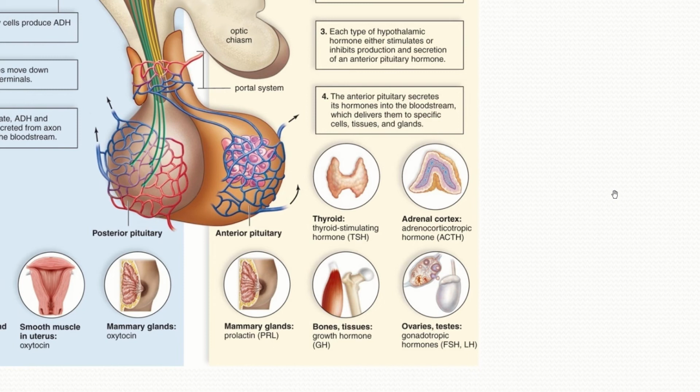Step 4, the anterior pituitary secretes its hormones into the bloodstream, which delivers them to specific cells, tissues, and glands. Examples here are the thyroid-stimulating hormone, which stimulates the thyroid, the adrenocorticotropic hormone, which goes to the adrenal cortex, the mammary glands, which prolactin stimulates, and bones and tissues. Growth hormone is stimulated for these tissues to grow. And then in the ovaries and the testes, the gonadotropic hormones are stimulated, the follicle stimulating hormone and luteinizing hormone.